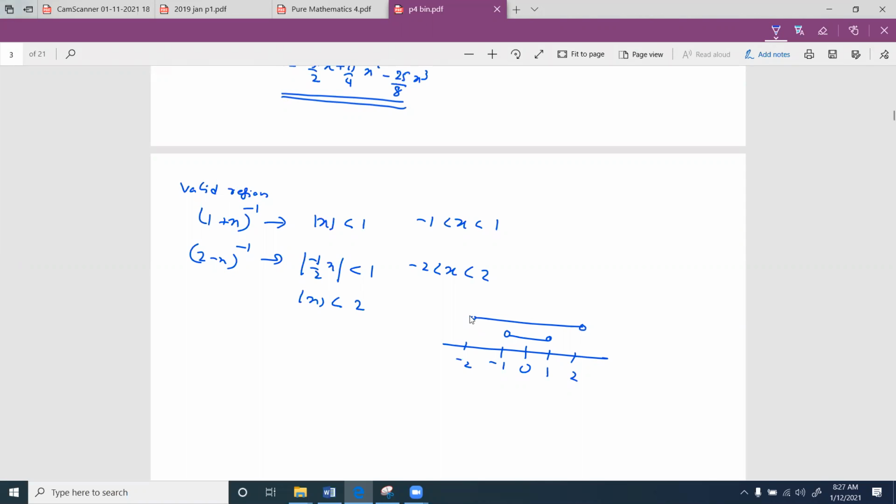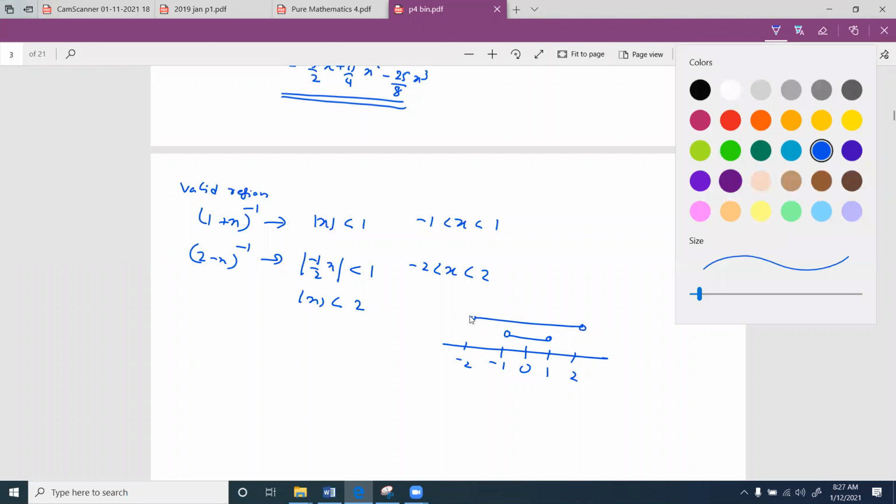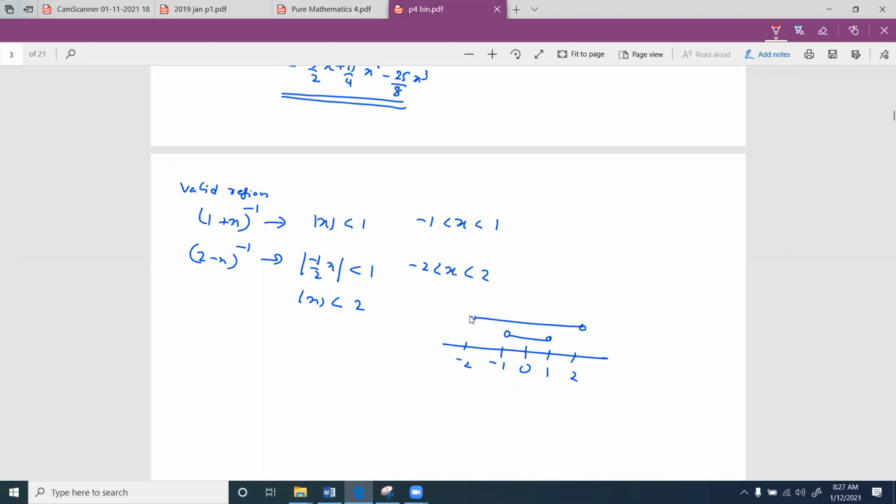Then where to where is the common region? You can say the common region falls over here to here. That's the common region for both. Therefore, the valid region becomes x is in between +1 and -1. That would be the valid region for this kind of question. That is a way of doing this kind of situation. Right. Hope you can understand how we get this answer.